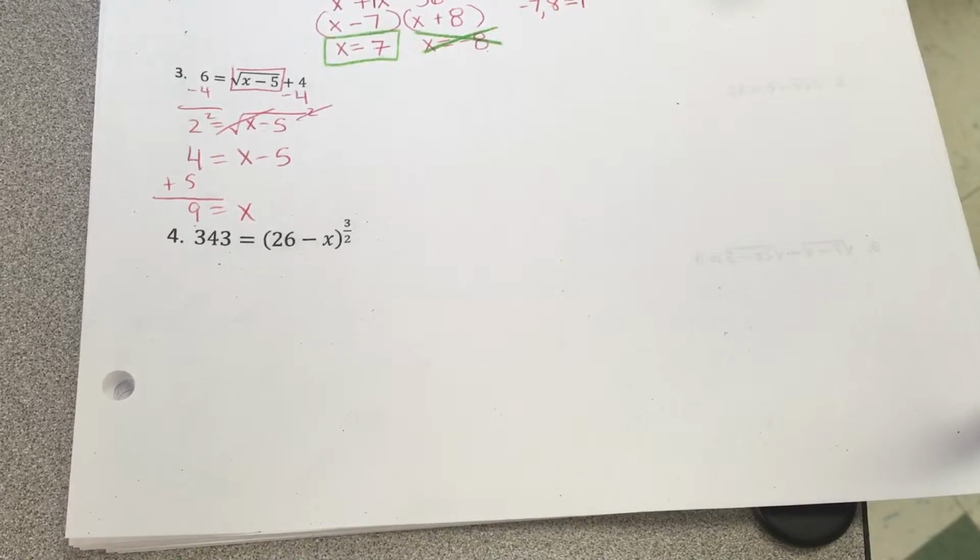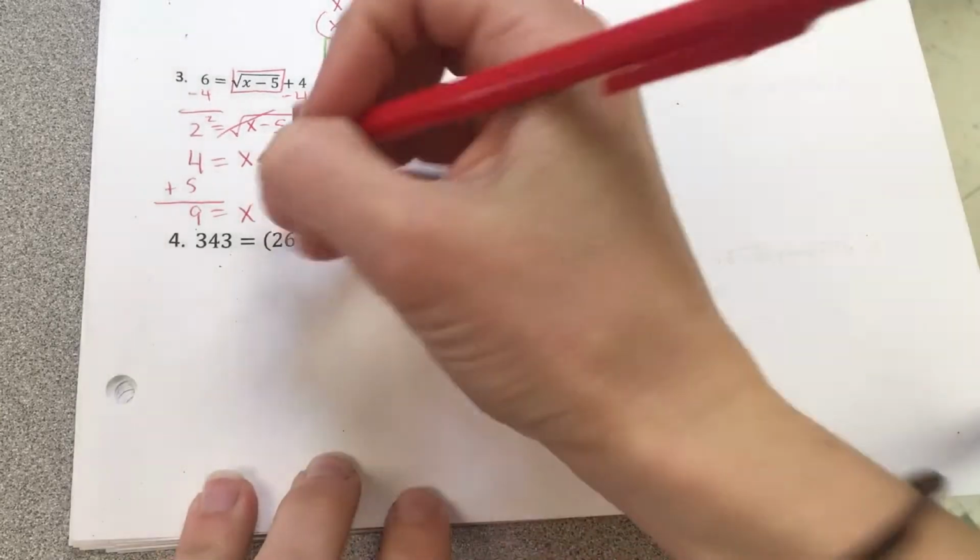All right, let's try checking it without a calculator. So you're plugging in 9. What's 9 minus 5? 4. What's the square root of 4? 2. Plus 4? 6. Okay.